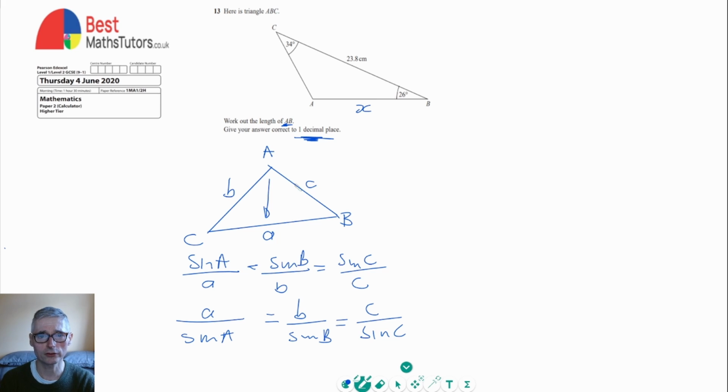We generally use this when we haven't got a right angle in a triangle. If we've got a right angle in the triangle, we'd probably be using just standard SOHCAHTOA. So I'm just going to rub that out and make a bit of space.